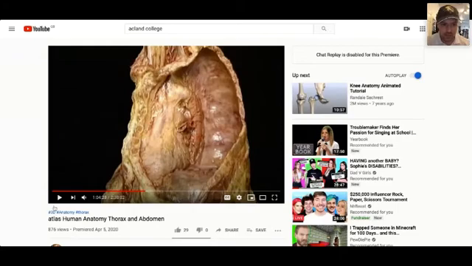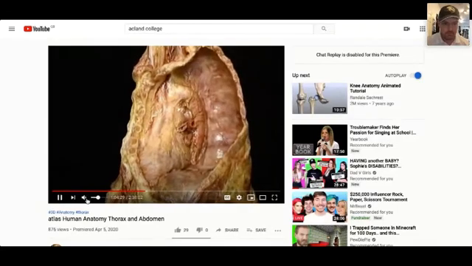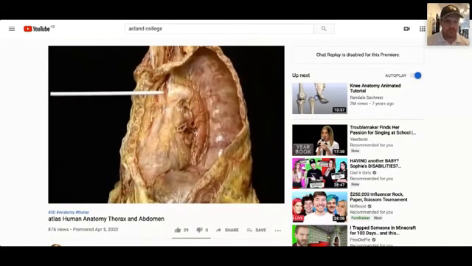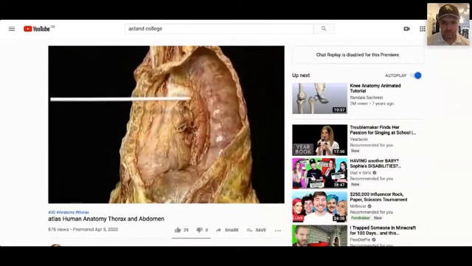Let me just play you a little bit more. And mediastinum undisturbed. Here's the aorta, partly hidden beneath the pleura.